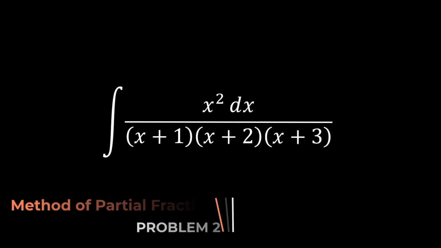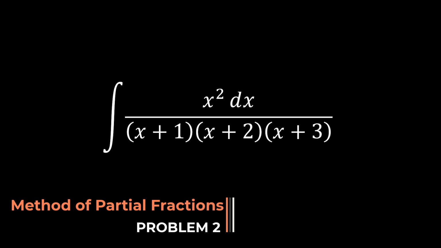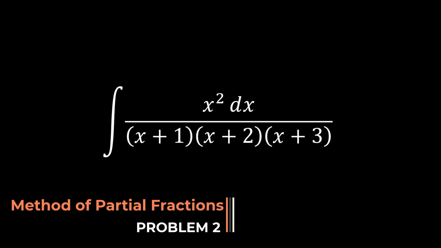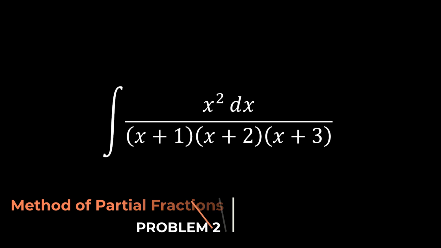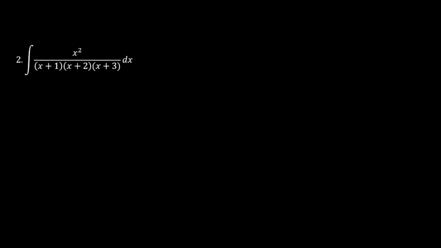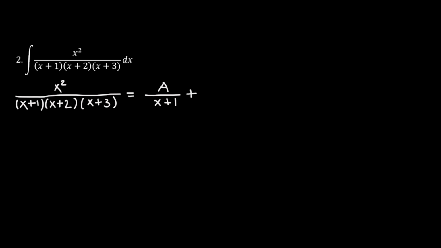Problem number 2. Here we need to determine the integral x squared dx over x plus 1 times x plus 2 times x plus 3. So we are going to consider the integral x squared over x plus 1 times x plus 2 times x plus 3, and then we're going to decompose it into 3 partial fractions as a over x plus 1 plus b over x plus 2 plus c over x plus 3. Let this be equation number 1.